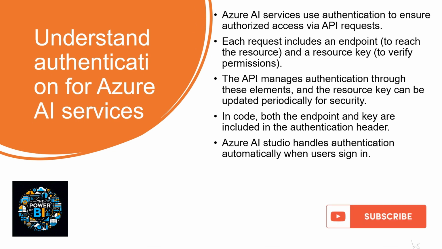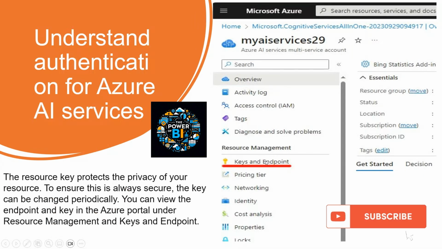This is done through, for example, the keys and endpoint. When you write code, you will be able to access the AI services, and the endpoint must be included in the authentication header, and then the authentication header sends an authorization key to the service to confirm that the application can use the resources. When you use the studio interface with Azure services, your credentials are authenticated when you sign in, and a similar process is happening in the background as well. The resource key protects the privacy of your resource, and to ensure it is always secure, the key can be changed periodically.